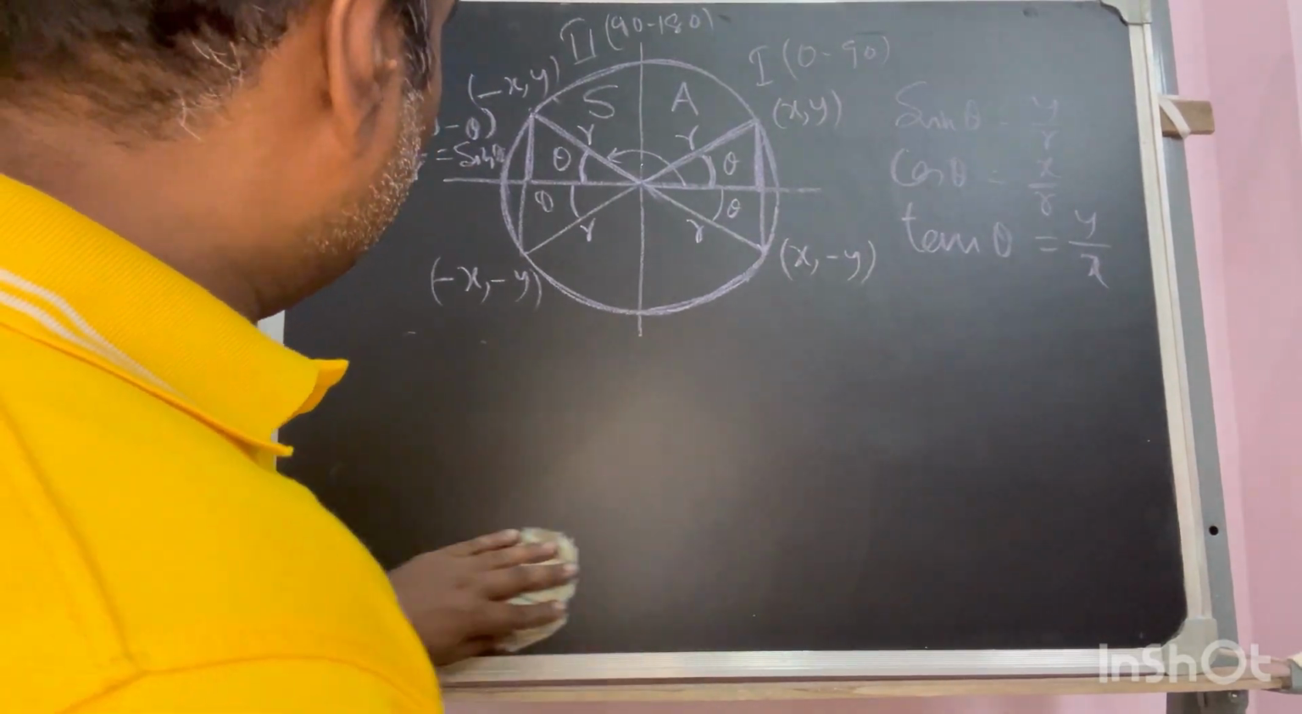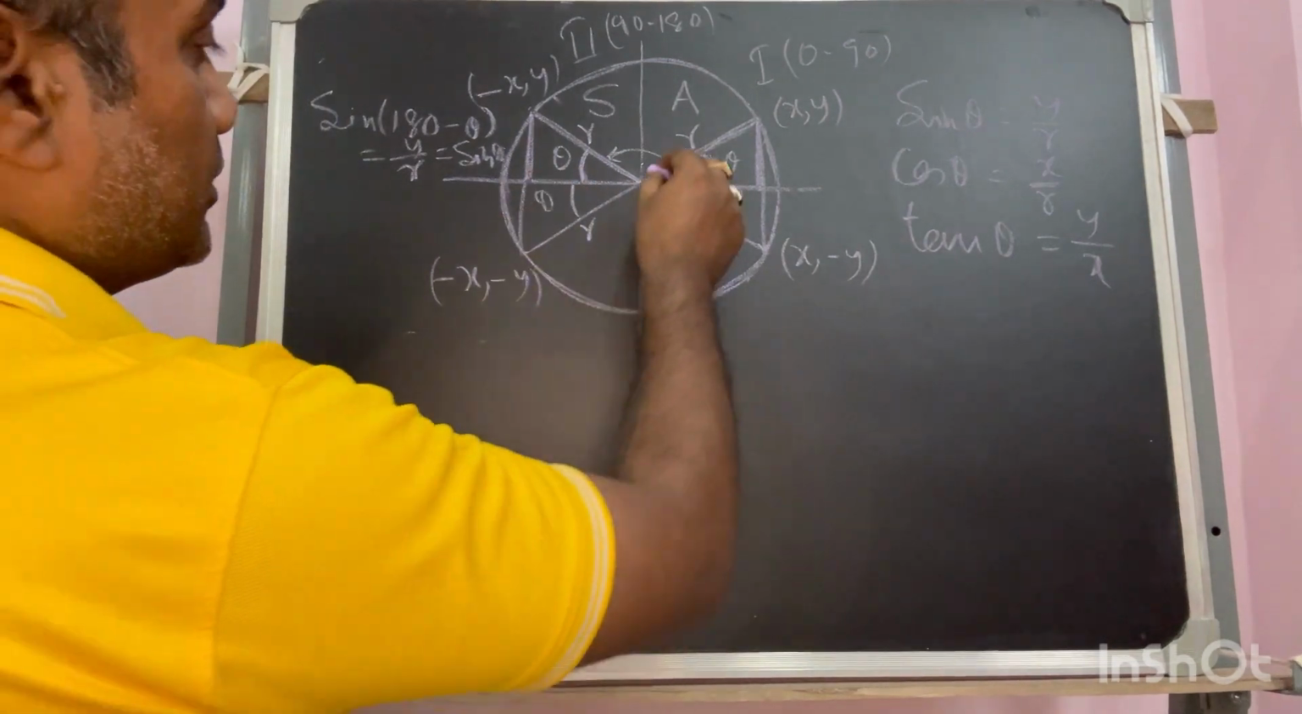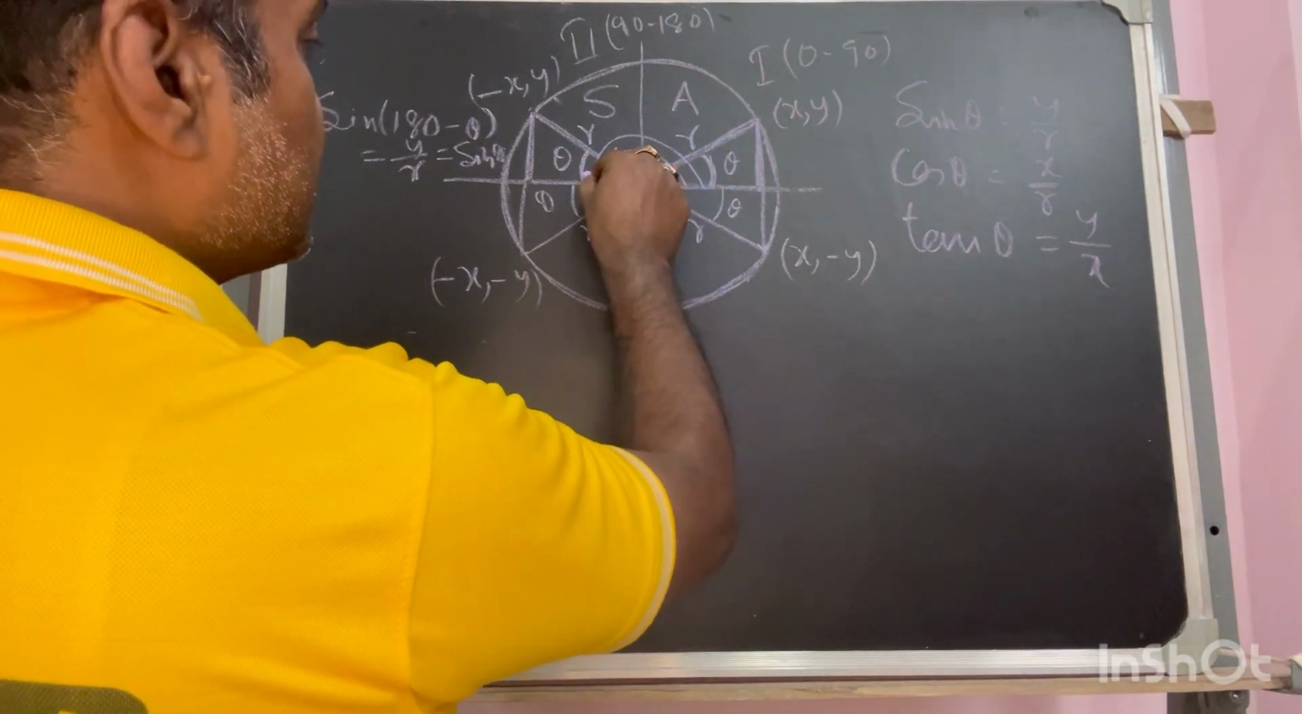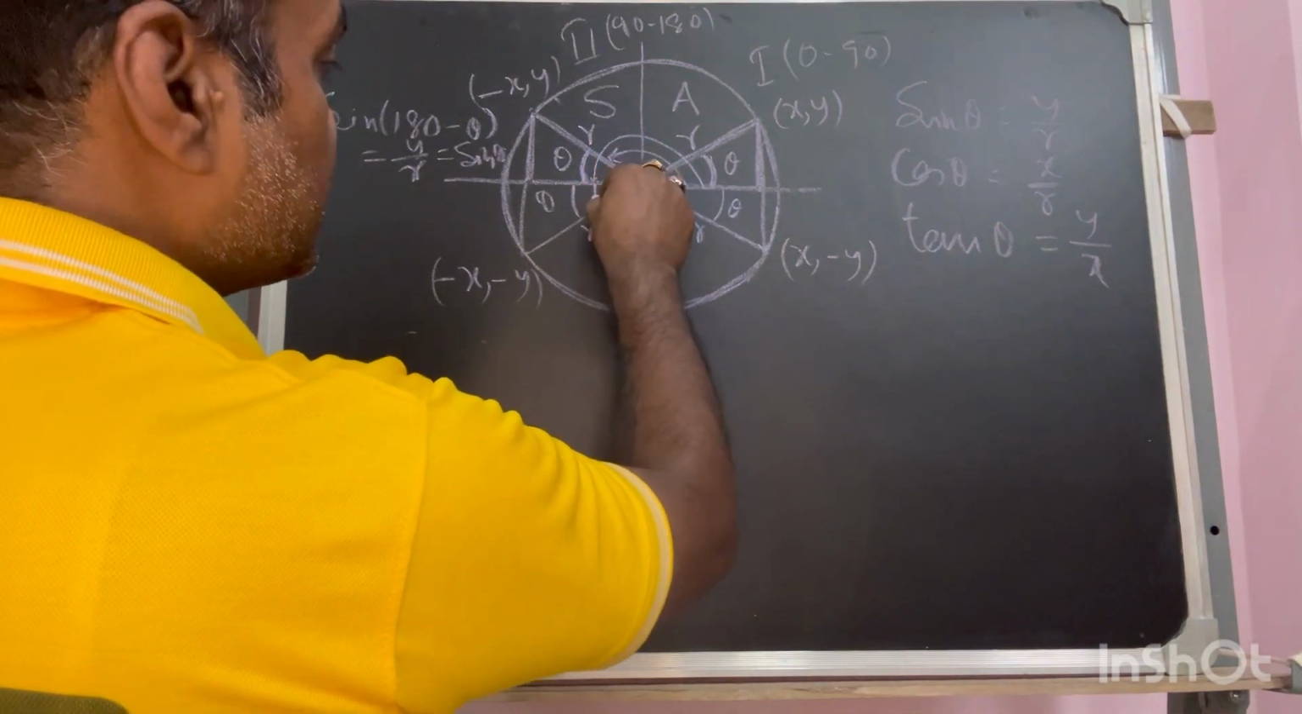Now we'll move into the third coordinate, where this angle is how much? This is 180 up to 180 plus theta.